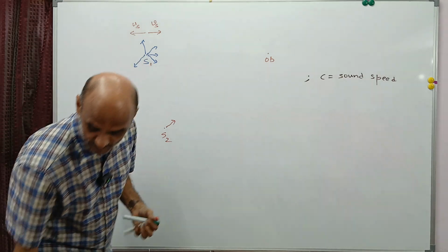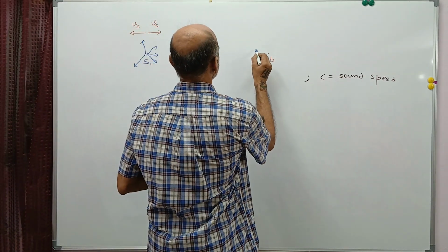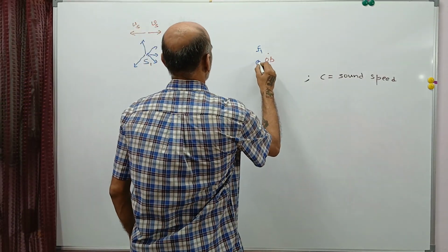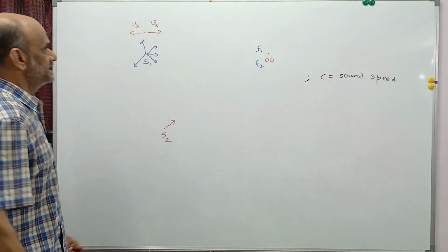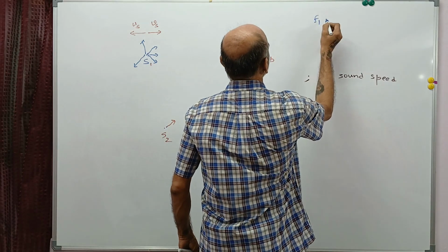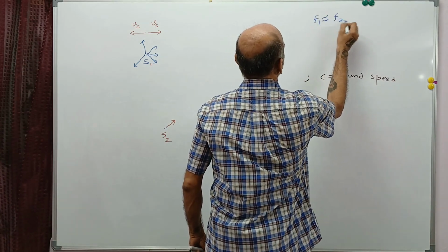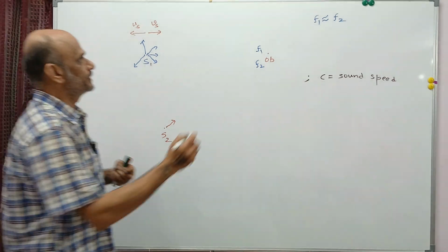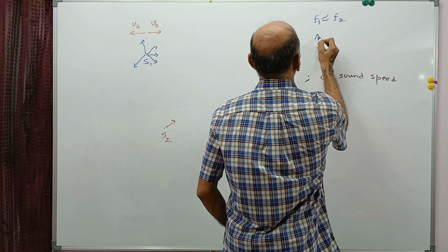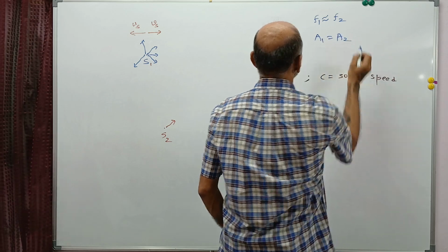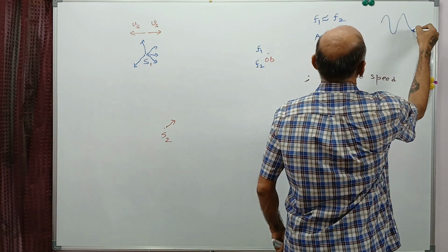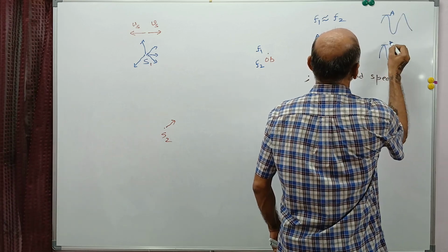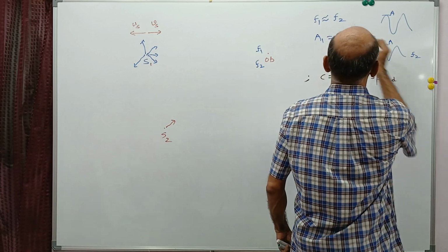Due to source 1, let the received frequency be F1, and due to source 2, let the frequency of the sound be F2. The condition is that F1 and F2 are very close to each other, so both are approximately equal. And these two are equal sounds in the sense that the amplitude is the same. Sound is represented like this. This is the first one, amplitude A. The second one also has the same amplitude A, but the frequency is F2, which is slightly different from F1.